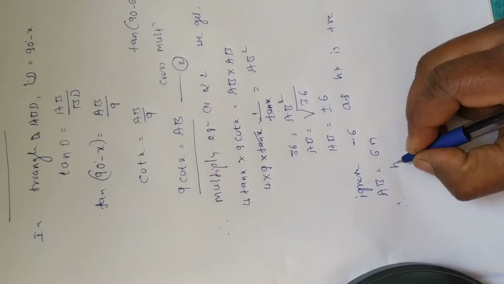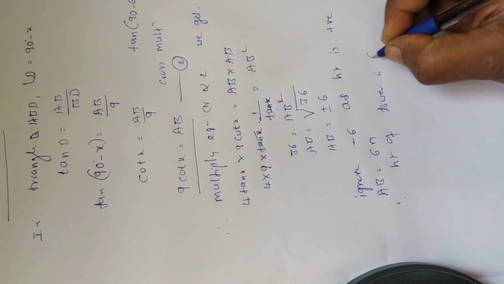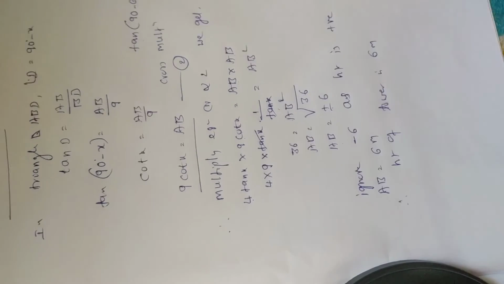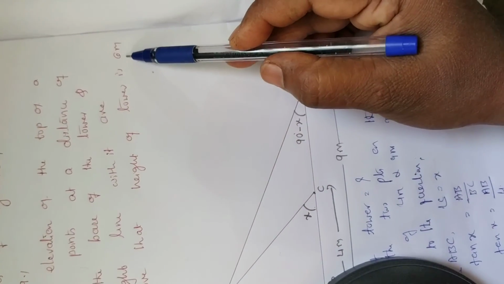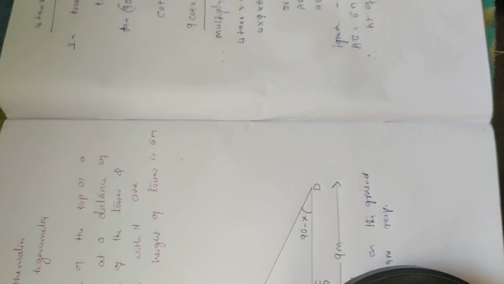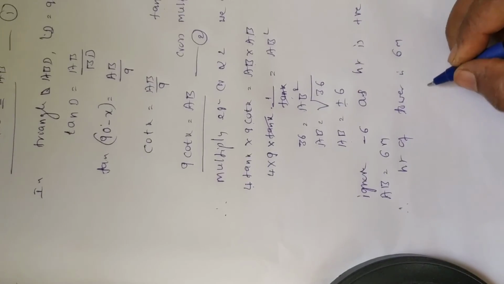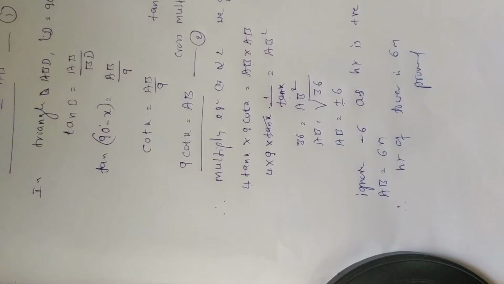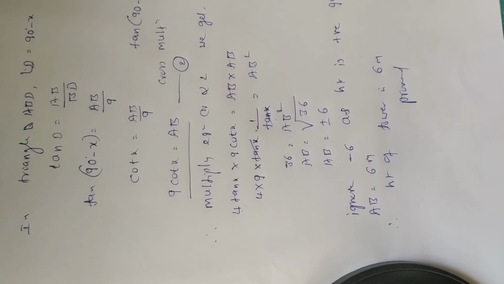Finally, the height of the tower is 6 meter. So actually, what is the question given here? Prove that the height of the tower is 6 meter. We proved that the height of the tower is 6 meter. Hence, it is proved. This way, this problem can be solved.